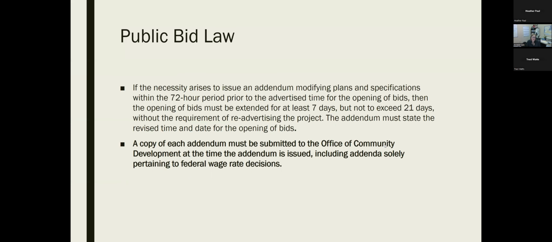If the necessity arises to issue an addendum modifying plans and specifications within the 72-hour period prior to the advertised time for opening of bids, then the opening of bids must be extended for at least 7 days, but not to exceed 21 days, without the requirement of re-advertising for the project. The addendum must state the revised time and date for the opening of bids. A copy of each addendum must be submitted to the Office of Community Development at the time the addendum is issued, including addenda solely pertaining to federal wage rate decisions.